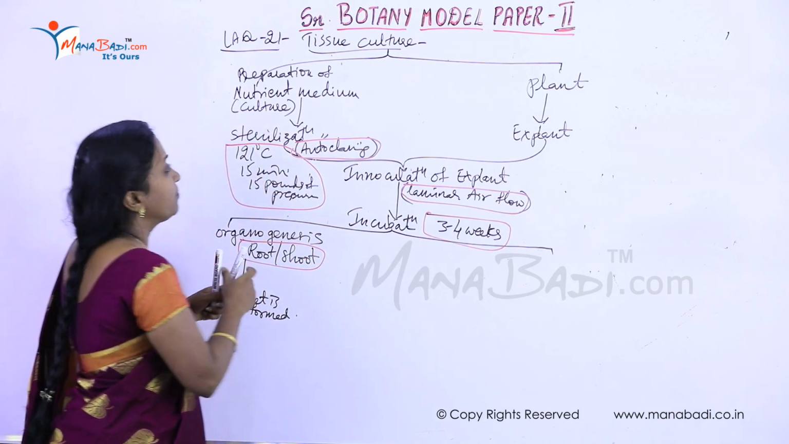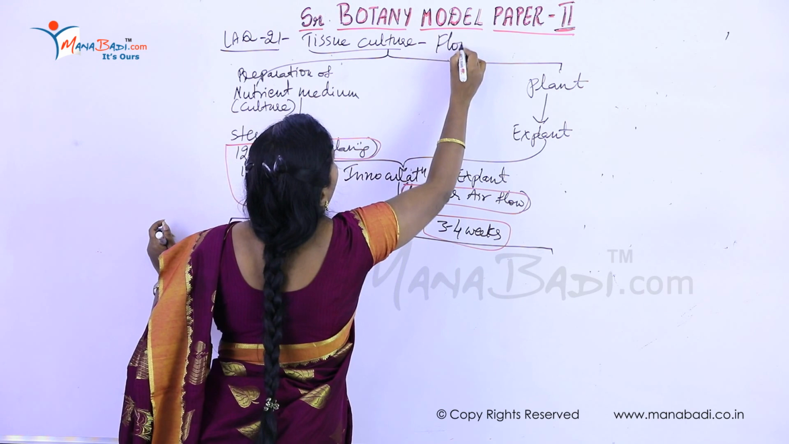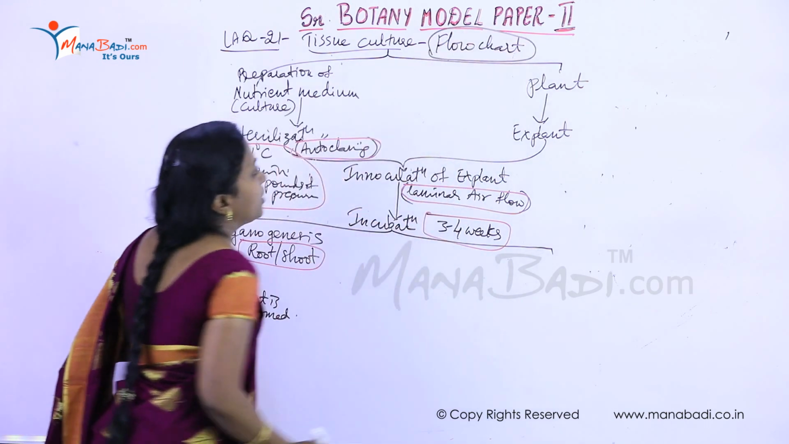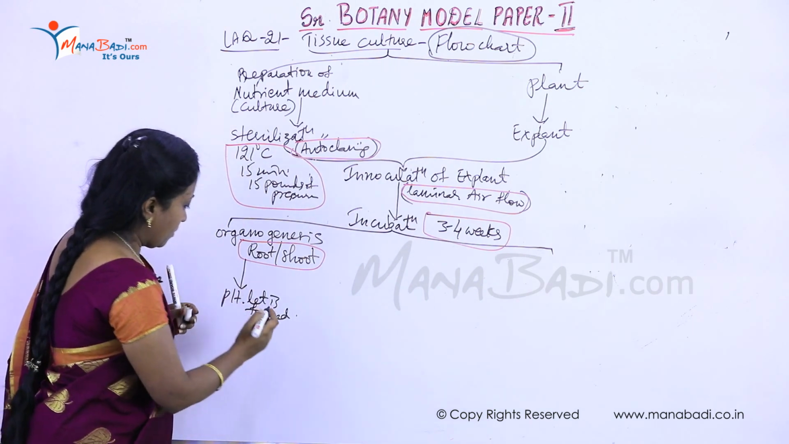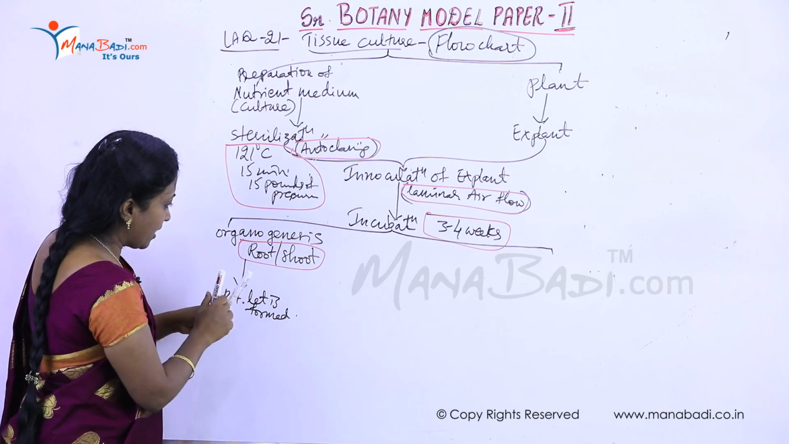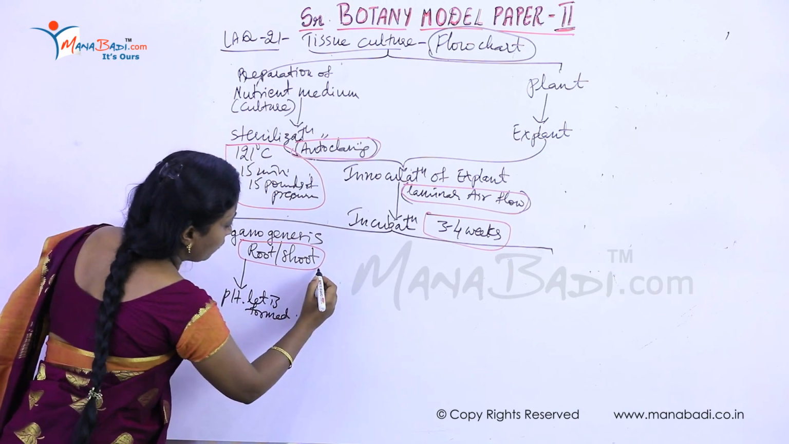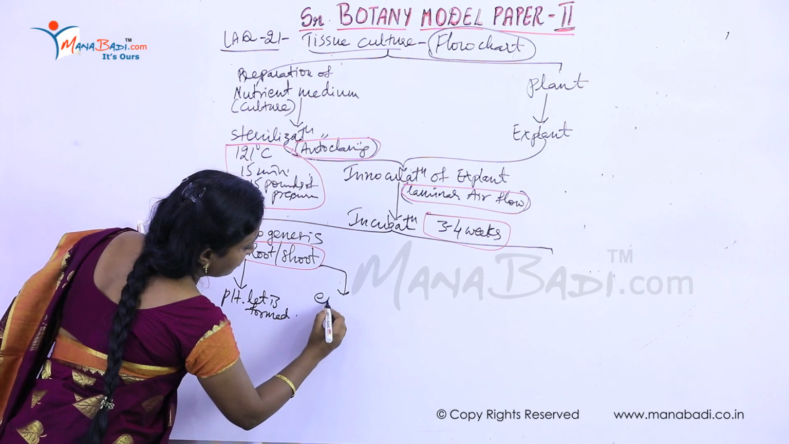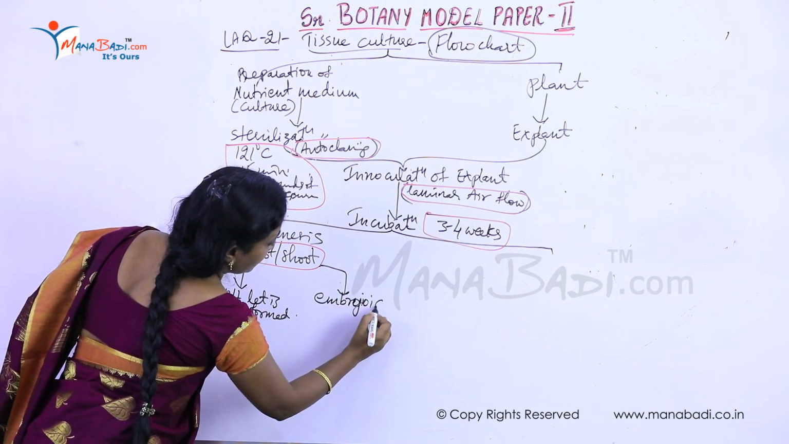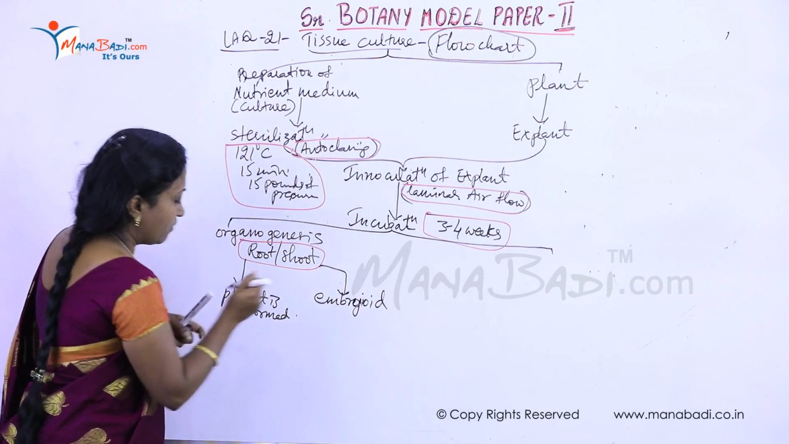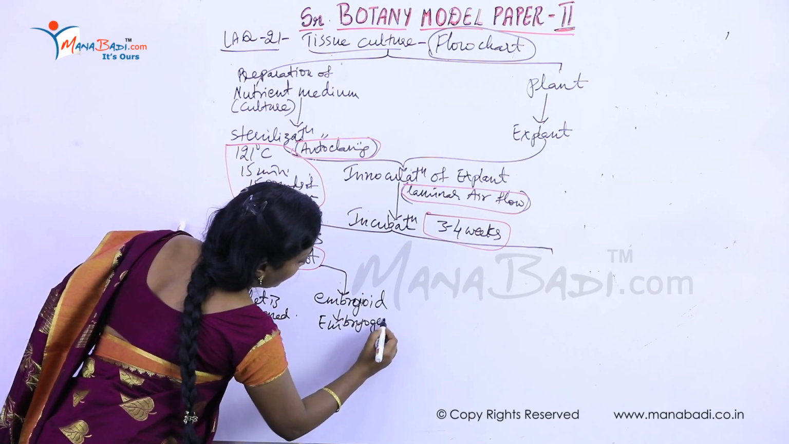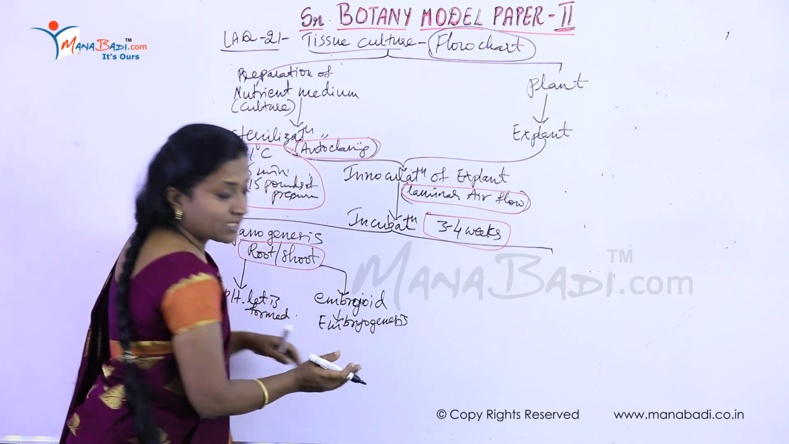So I am concising this flow chart. This is actually a flow chart which shows tissue culture. Where the plantlet is formed. Sometimes after the organogenesis, what is formed? Which results in the formation of embryoids. Embryoids are formed, which is called embryogenesis.